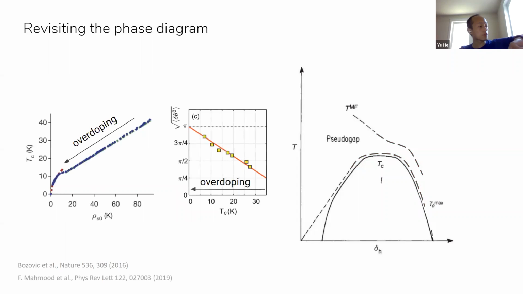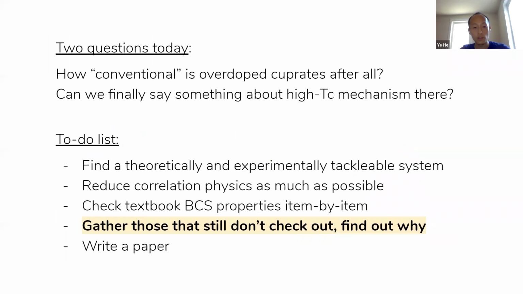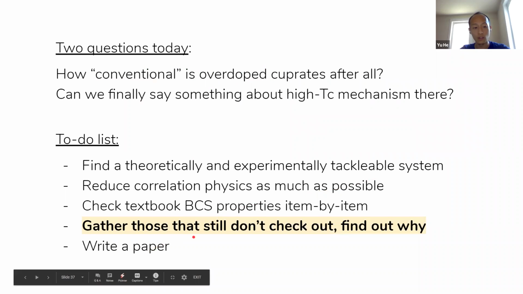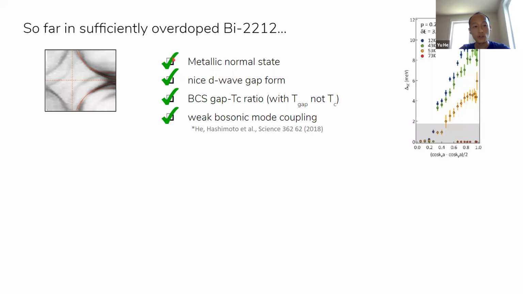I think in the interest of time, I'm going to skip some of these parts, and I'm just going to go to the conclusion. We gathered those experimental observations in the heavily overdoped Bi2212. There's a metallic normal state. There's very nice d-wave gap form. BCS gap to TC ratio, if we were to replace TC by T gap, also falls back onto the weak coupling d-wave limit. We show in a separate work that bosonic mode coupling also becomes really, really weak.